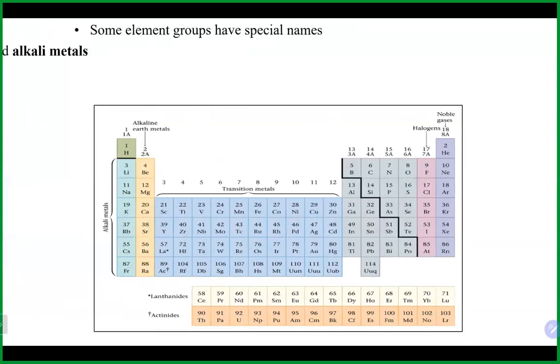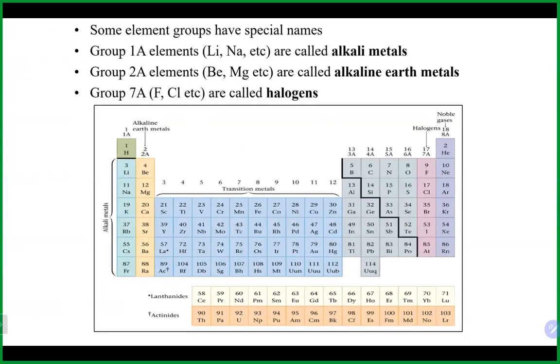Now, some groups do have special names that you need to be aware of. Starting with group 1, which is over here, which once again starts with lithium, that is what is known as the alkali metals. Right next door, where we have beryllium, magnesium, calcium, those are the alkaline earth metals. Alkaline pretty much means basic.